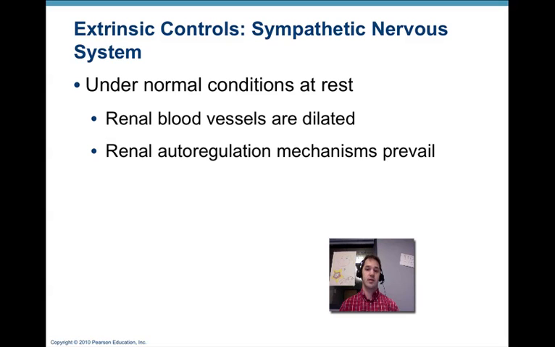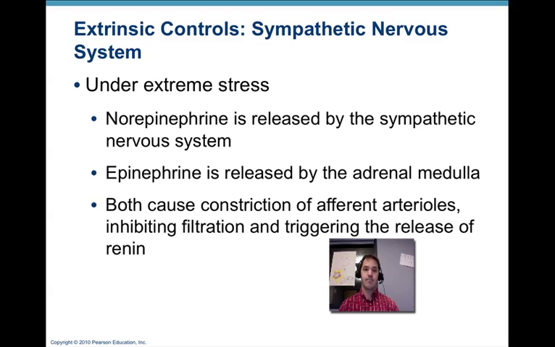So some extrinsic controls are the sympathetic nervous system. Normally, your renal blood vessels are dilated, and the tubuloglomerular feedback mechanism and the myogenic control mechanisms prevail. Under stress, epinephrine and norepinephrine are released, and these can cause constriction of the afferent arterioles. This can trigger renin, but it also inhibits filtration, so it decreases glomerular filtration rate.